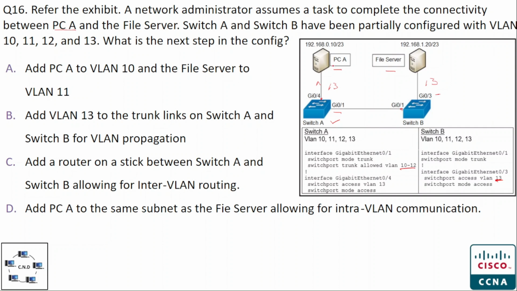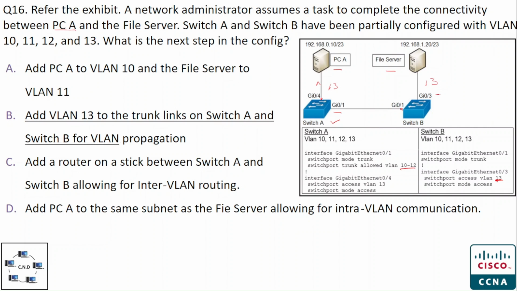PC A and the file server are both in VLAN 13. What configuration must be done on these two switches so that PC A can communicate with the file server? The options are: option A, add PC A to VLAN 10 and the file server to VLAN 11. Option B, add VLAN 13 to the trunk links on switch A and switch B for VLAN propagation. Option C, add a router on a stick between switch A and switch B, allowing for inter-VLAN routing. And option D, add PC A to the same subnet as the file server, allowing for intra-VLAN communication.